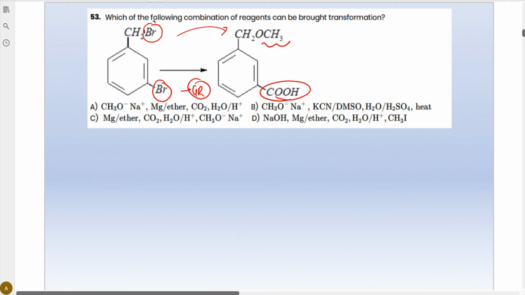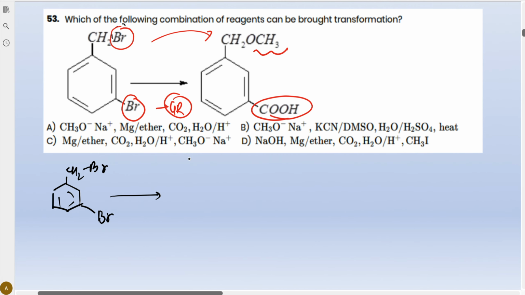So let's see, one by one we will do. So first let's say we have CH2Br here, and down we have Br here. So one by one we do the reactions. So let's say first reaction I do with CH3O minus alkoxide, sodium alkoxide, and with alkyl halide will give only one reaction, which is for ether synthesis.